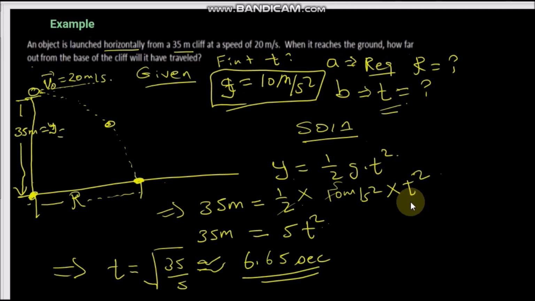When there is an exam, they give you some simple numbers that can be divided, or you can take out the square root without any calculator. Don't worry. Okay, good. This is the solution for B. We already found the time. But under A you are required to find the range. The range means the horizontal distance, because it says how far out from the base of the cliff it will have traveled.